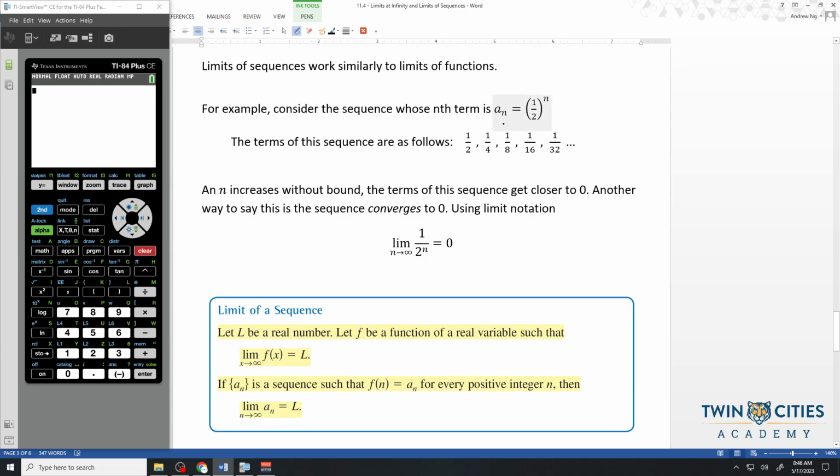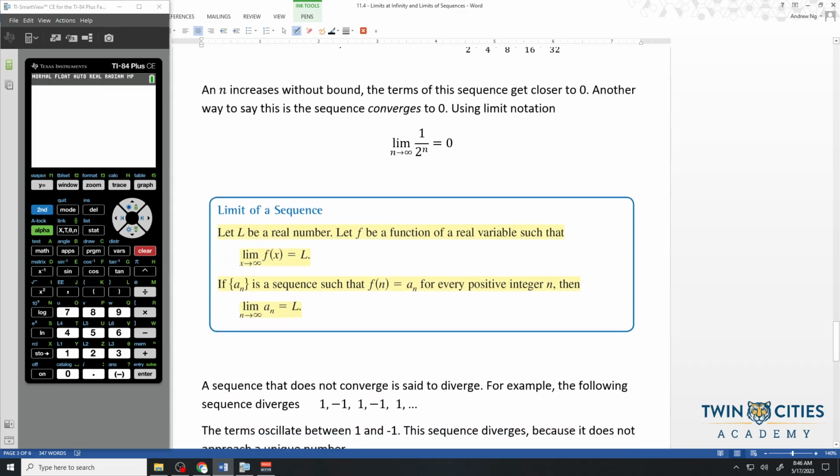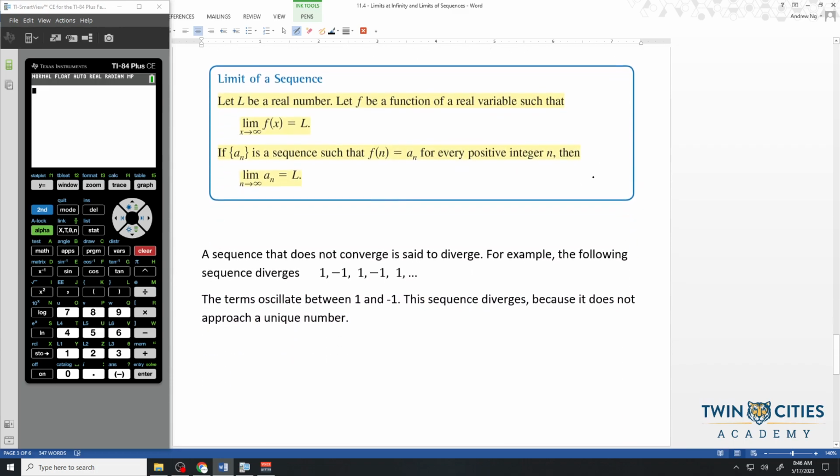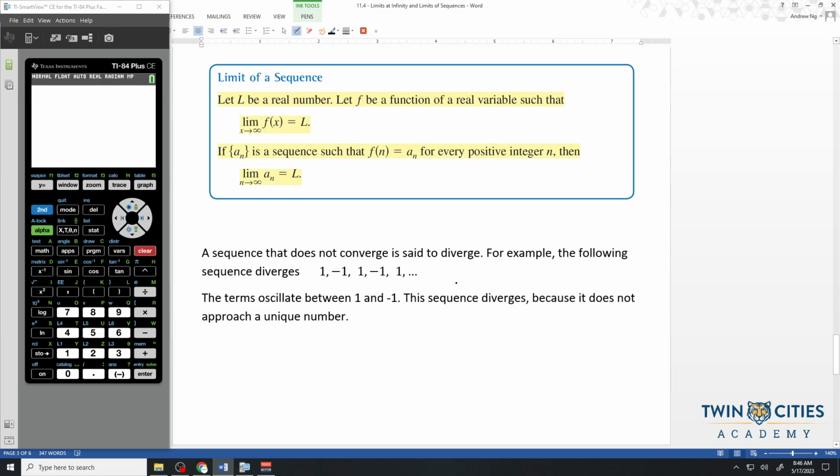A sub 3, your third term, would be 1 over 2 to the third power. So this would end up being 1/8. Fourth term would be 1/16. Fifth term would be 1/32, and so forth. Okay, so this works very, very similarly. And so we want to look at where the sequence converges to, if it converges. And I can follow many of the same rules. Just if it doesn't converge, it's said to diverge.